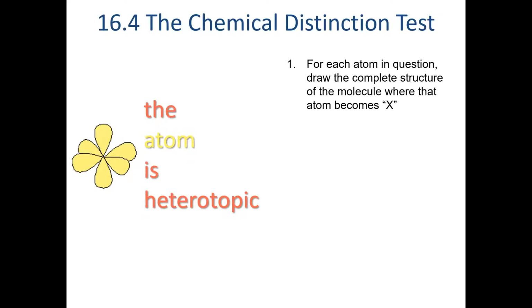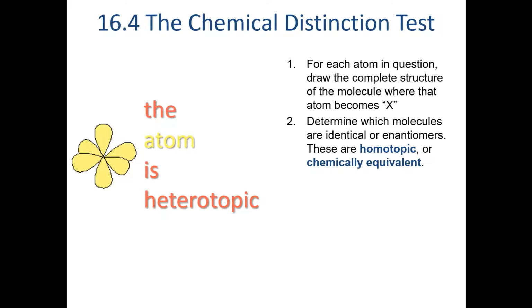So if you want to know what types of atoms are homotopic or which types are heterotopic, one of the ways that we can do that systematically is called the chemical distinction test. Anytime you're curious about an atom and asking, is this actually the same as other atoms, we can draw the structure of everything the same except for the atom that we're looking at and just label it as an X or a halogen. I like to use bromine. Then we determine which molecules are identical or enantiomers. Any of the things that are identical or enantiomers are going to be called homotopic because they are chemically equivalent.